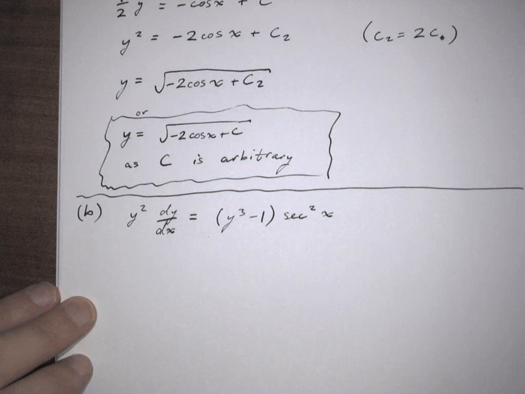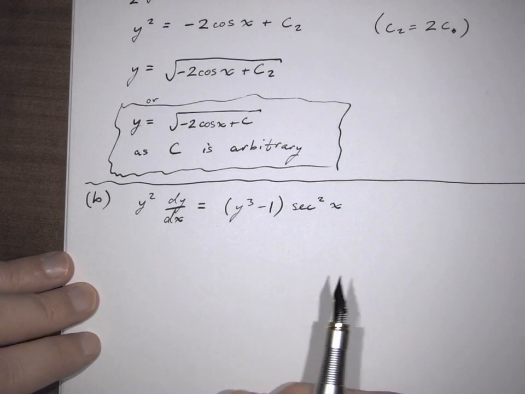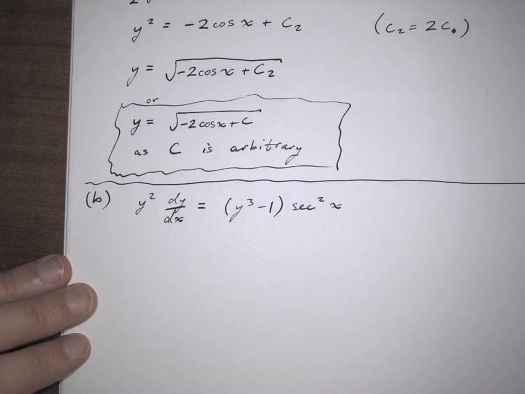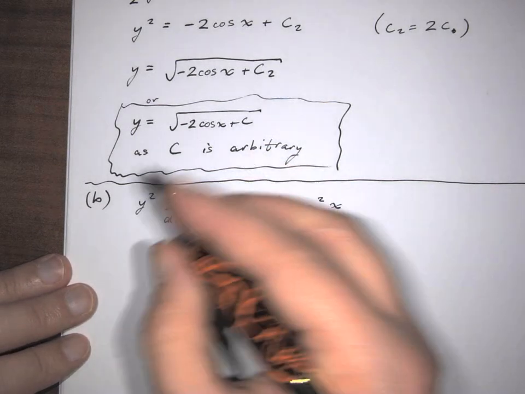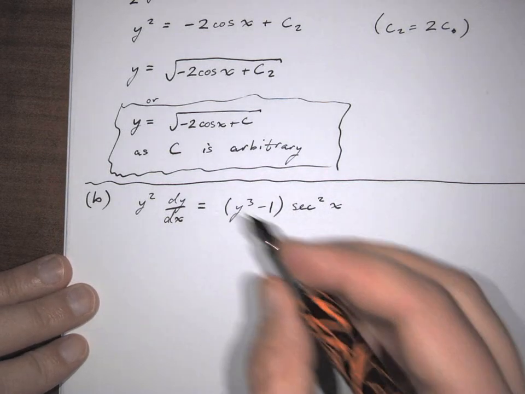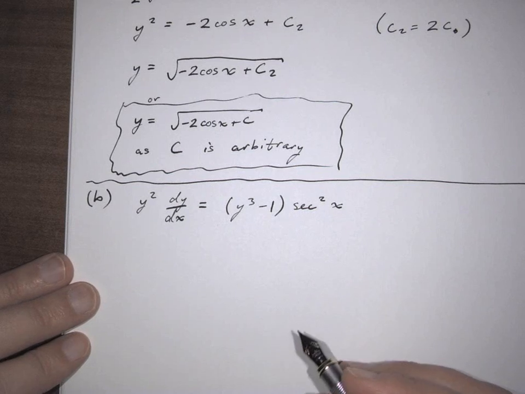So once again, our goal ultimately here is on the entire left, we want everything that has to do with y, and on the entire right, we want everything that has to do with x. So all the y's on the left, all the x's on the right. And that's why we call it separating the variables. And any equation where you can do that is called separable.